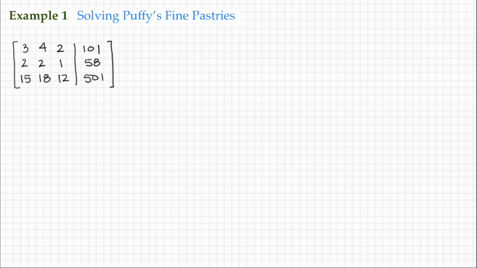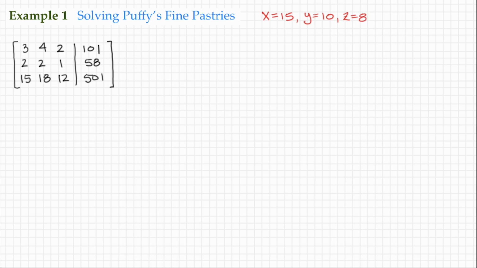So having ruled paper or grid paper will help us stay structured in our work as we construct our matrices. So in this example, we're going to demonstrate how the Puffy's Fine Pastries problem was solved. We already know that the solution for this problem is x is equal to 15, and x represented the dozen donuts. y is equal to 10, and y represented the eclairs. And z is 8, and 8 represented the croissants.